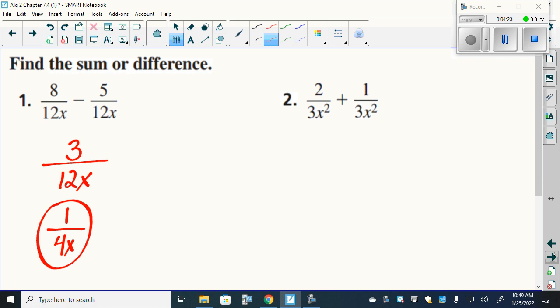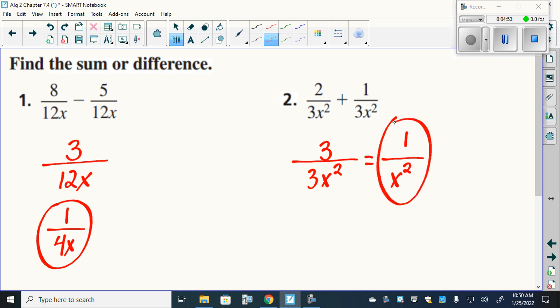Number 2, well, the denominators are the same, so we have 3x. On top, we can add the numerators. 2 plus 1 is 3. Now this will simplify too. 1 over x squared, because the 3 over 3 would simplify to 1 over 1. And we don't write the 1 on bottom because we already have the x squared. So this here would be our answer.